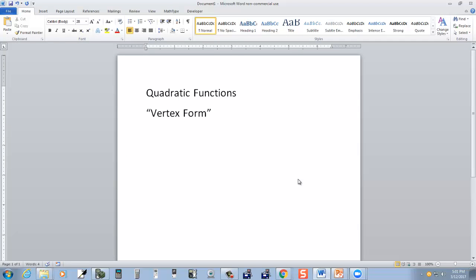Some books call this the standard form. Actually, standard form is what I'm used to seeing it as. And it's of this form. F of x is equal to a times x minus h squared plus k.